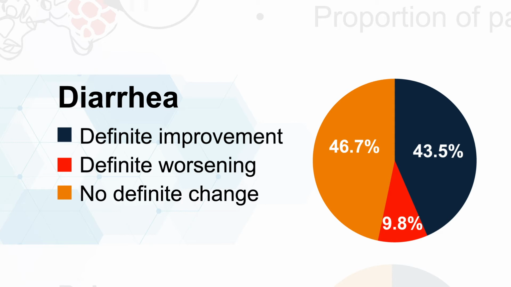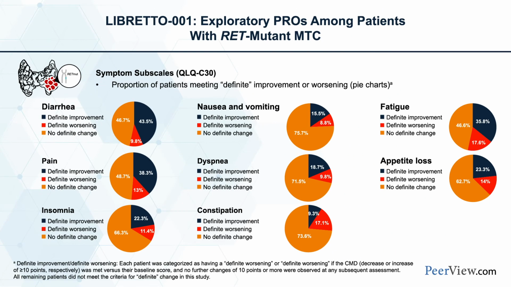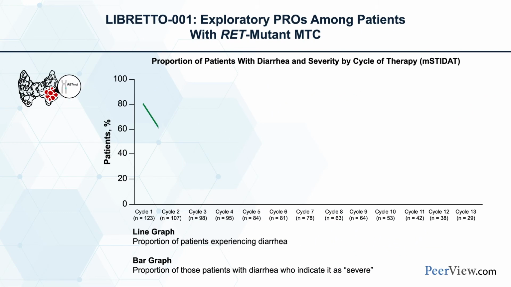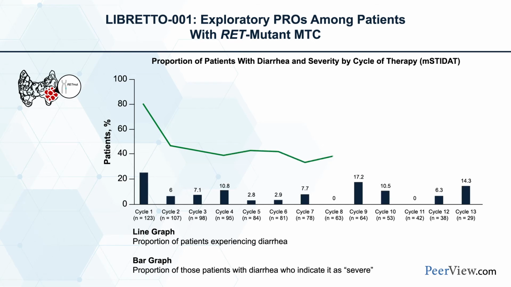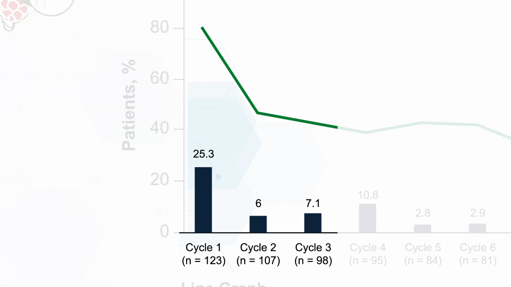So we know actually that if we treat these patients with selpercatinib, not only will their actual tumor shrink, but immediately they'll have a benefit if they have diarrhea that will actually resolve or certainly become better controlled. And this is basically a summary of the proportion of patients with diarrhea and the severity based on the cycle of therapy. You can see how quickly, even between cycle 1 and by cycle 3, you had a 50% reduction in the severity of the diarrhea events that they were having.